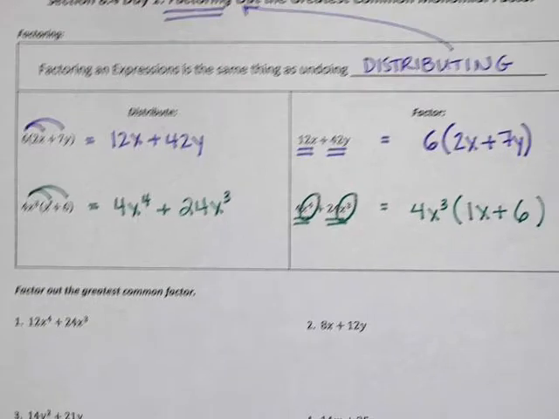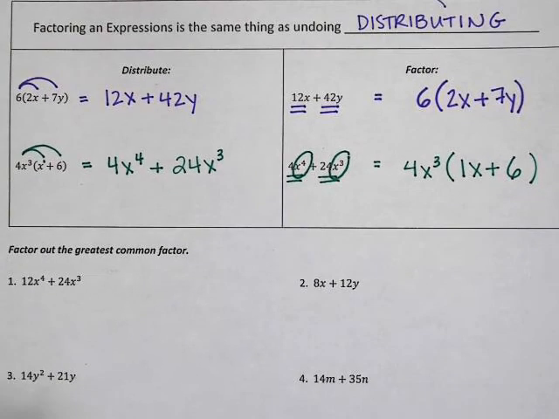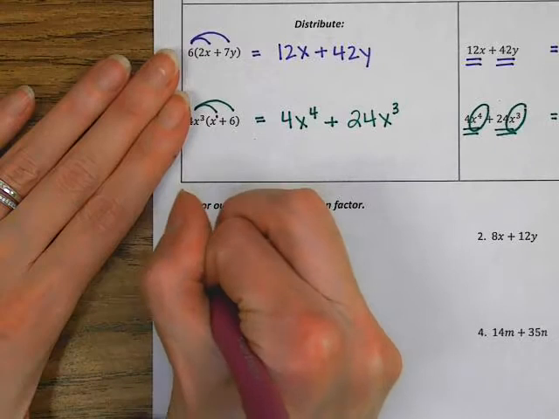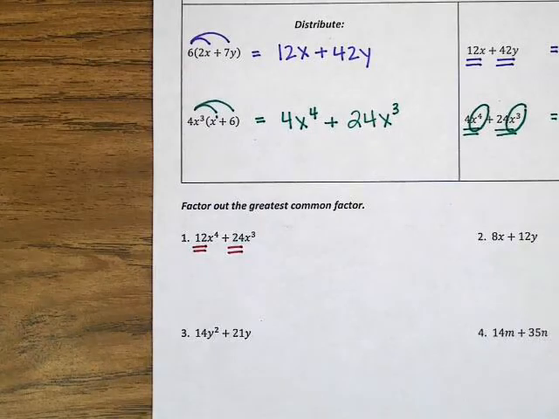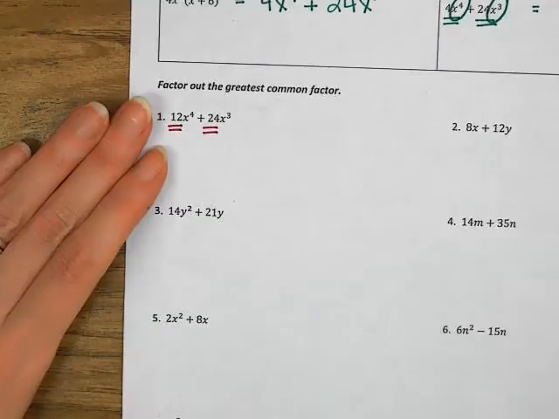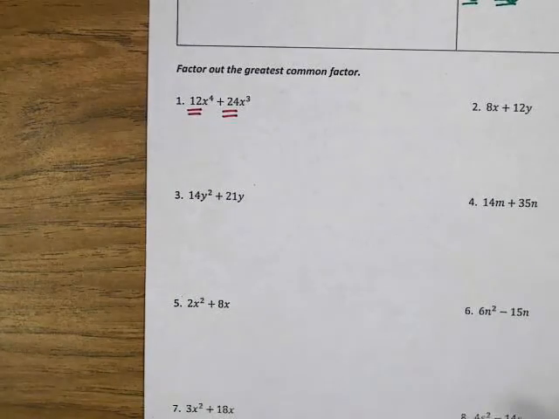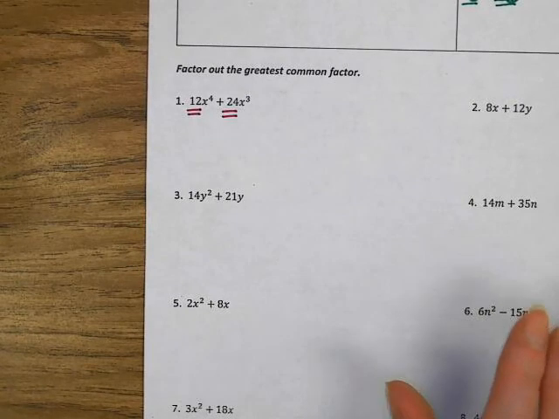Okay, so that's what we're doing today. Number one, here's what we're going to do. What is the GCF? We're going to factor it out, and then we're done. First look at the numbers. 12 and 24. What's the greatest common factor? What number divides into both 12 and 24? The biggest one you can think of.